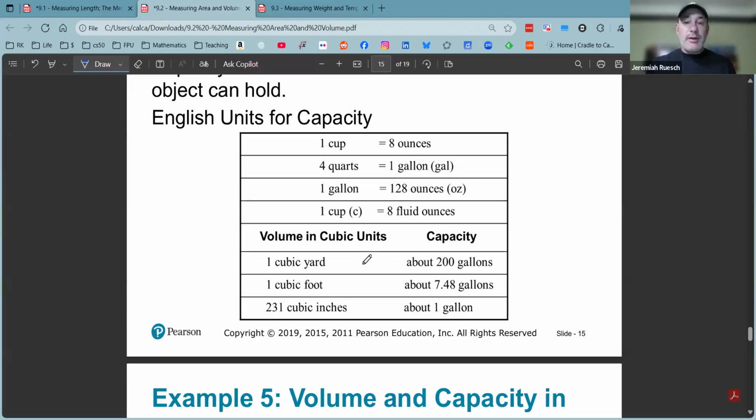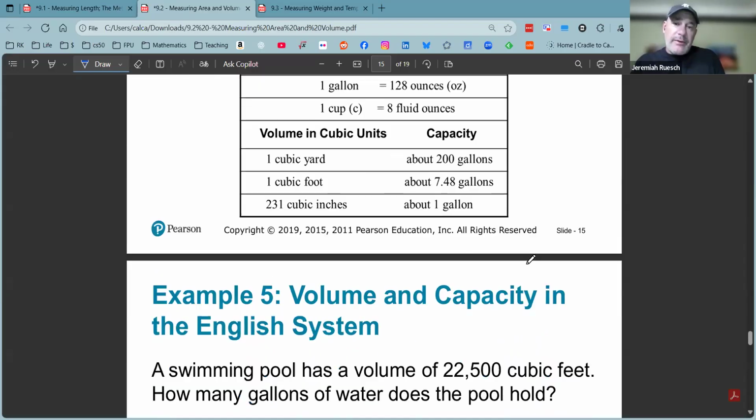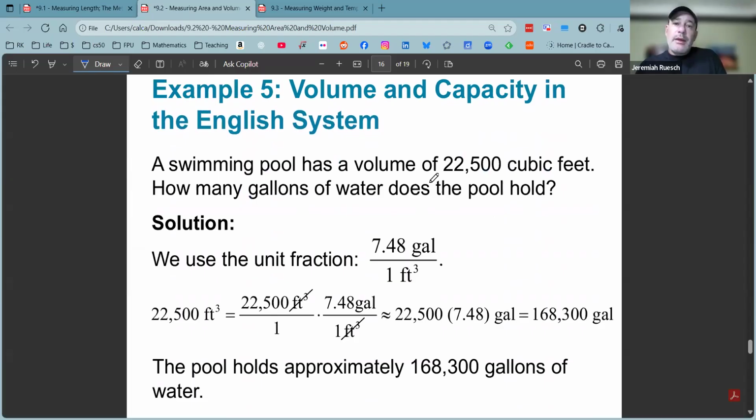Okay, volume in cubic units. You have 1 cubic yard, which is about 200 gallons. 1 cubic foot is 7.48 gallons, and 231 cubic inches is about 1 gallon. Okay, so I think probably the most common one might be the cubic foot to gallons relationship. I think that I've seen that out there, but it's good to know that, or at least know how to reference where those are at.